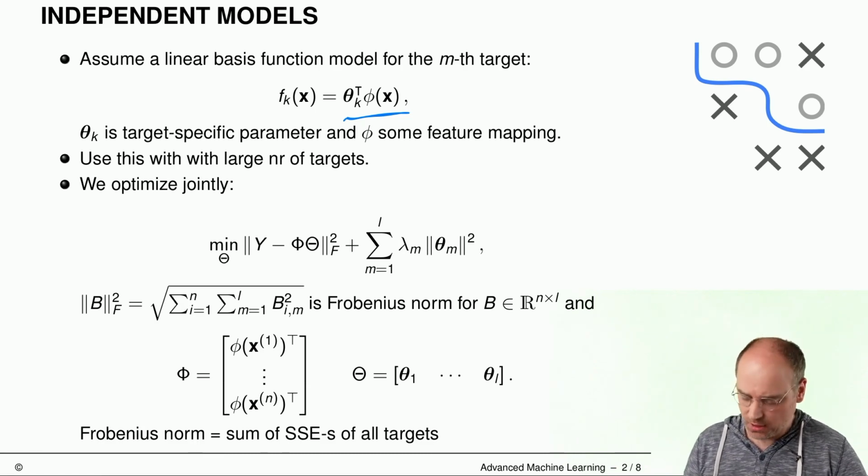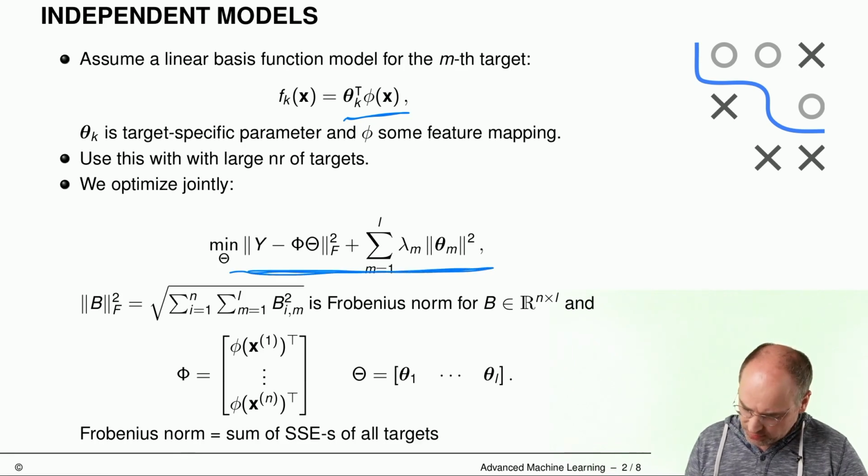So far, so simple. We will usually use this if we have a huge number of targets. In some applications you might have thousands, tens of thousands, or hundreds of thousands of targets, and you would have an integrated approach which scales fairly well to this huge number of targets. And we can now optimize this jointly.